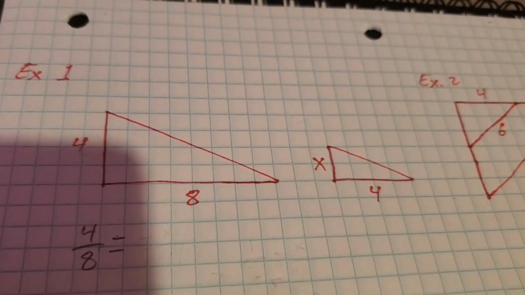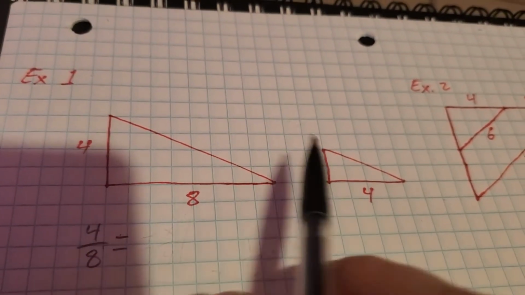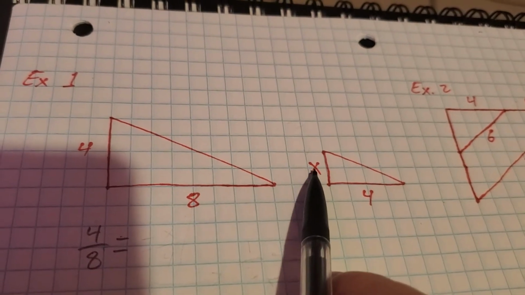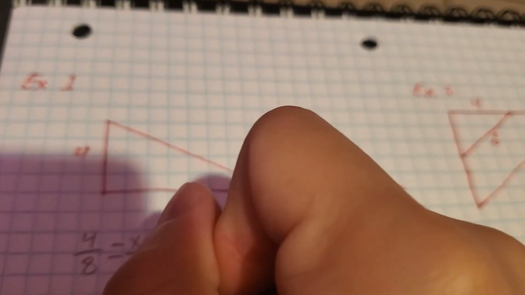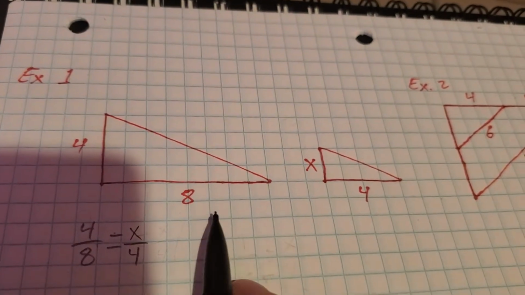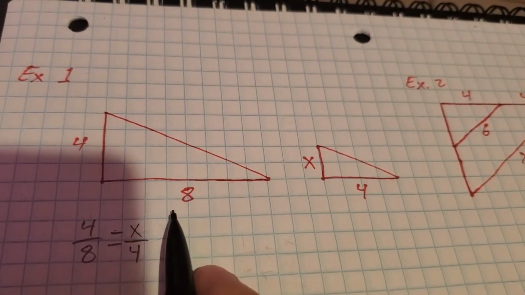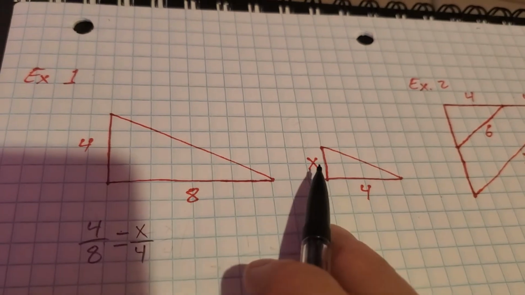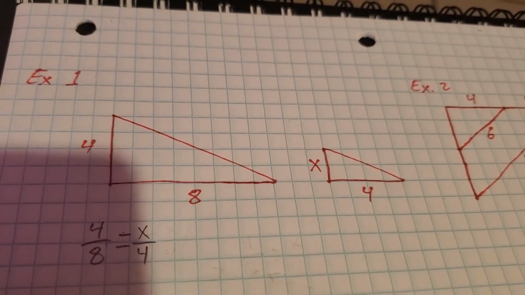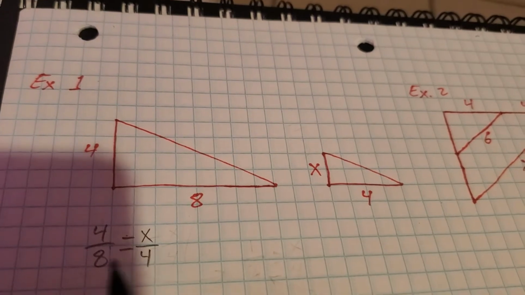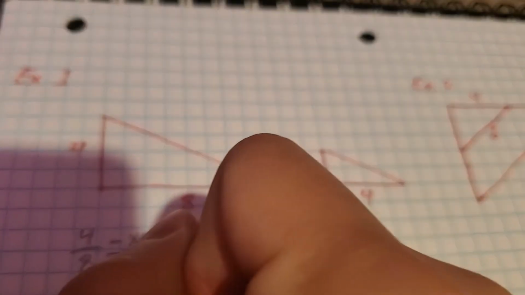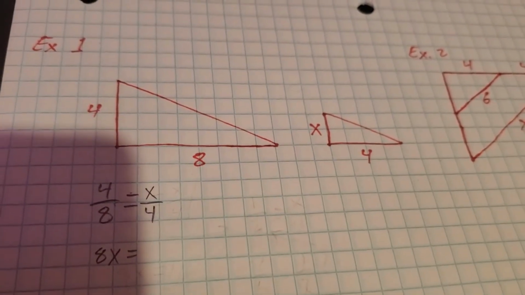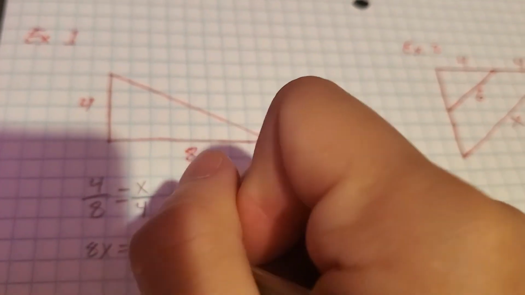My second fraction will consist of x on top over 4 on the bottom. You can see the relationship, how it works: on the bottom, on top, and on top. Then you're going to do cross multiplication. So you're going to do 8 times x, giving you 8x equals 4 times 4, giving you 16.